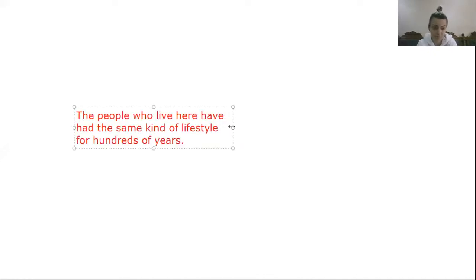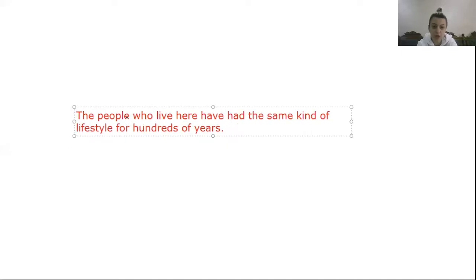I will now erase these two sentences and I will write another one. Okay. The people who live here have had the same kind of lifestyle for hundreds of years. Yes, I could have not used this part at all. I could have said, the people have had the same kind of lifestyle for hundreds of years.